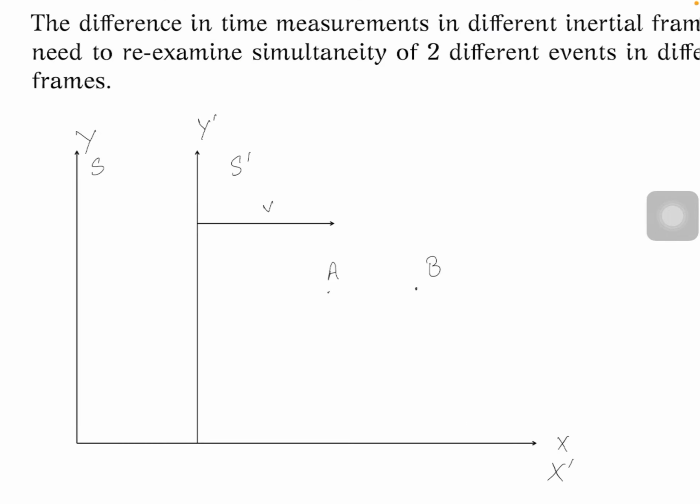Now, let us take two frames of reference S and S dash, where S dash is moving with the velocity v with respect to the S frame, and let two events A and B occur at the exact same time with respect to the S frame. The loss of simultaneity states that these two events A and B will not be simultaneous in the S dash frame.